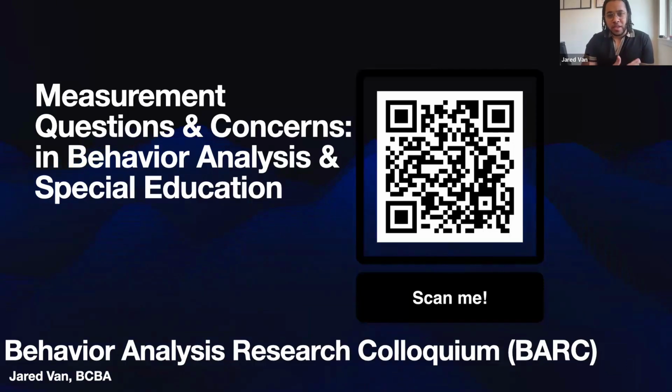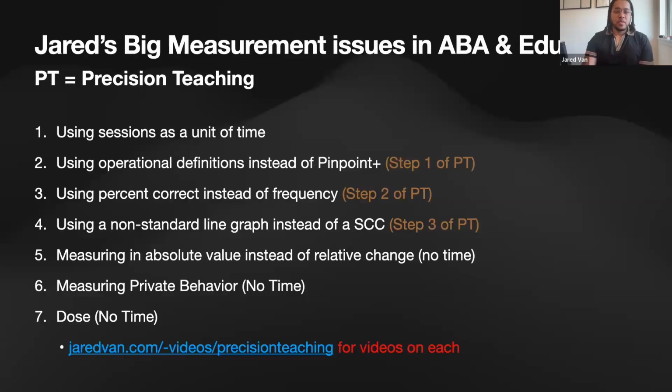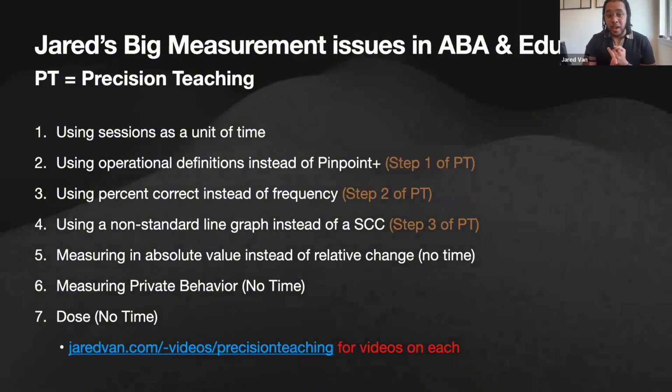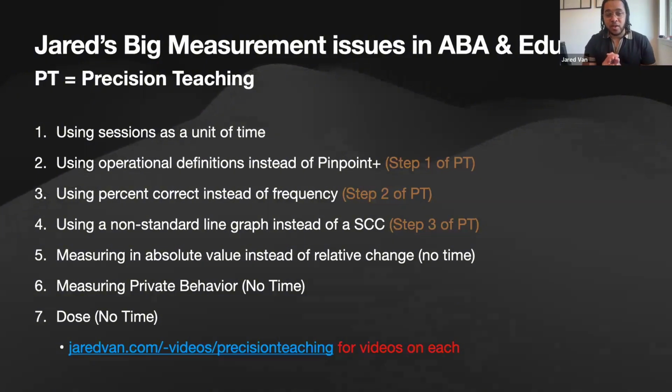So let's go over some of these big measurement issues I have. Now, I have seven total. We're only going to be able to get to about probably four of them today. The big measurement issues that I have in ABA education and special education are: one, using sessions as a unit of time. Two, using operational definitions instead of a pinpoint plus. Three, using percent correct instead of frequency. Four, using a non-standard line graph instead of a standard acceleration chart. Five, measuring an absolute value instead of relative change.